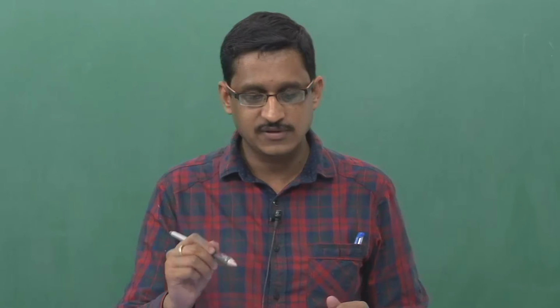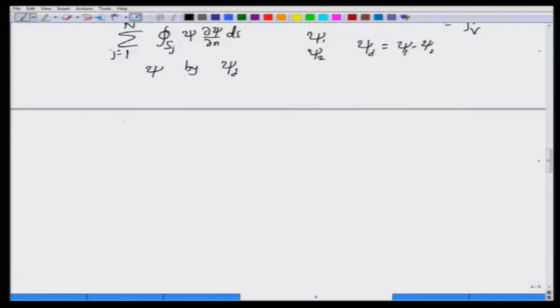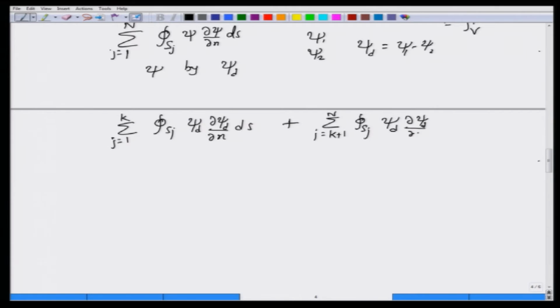What is the contribution of this left surface? You break this up into two parts. I have j equals 1 to k, integral over the surface Sj of psi d del psi d by del n ds, plus the remaining surfaces, j equals k plus 1 to n. Over the same n minus k conducting surfaces, I have the same integral of psi d del psi d by del n ds.